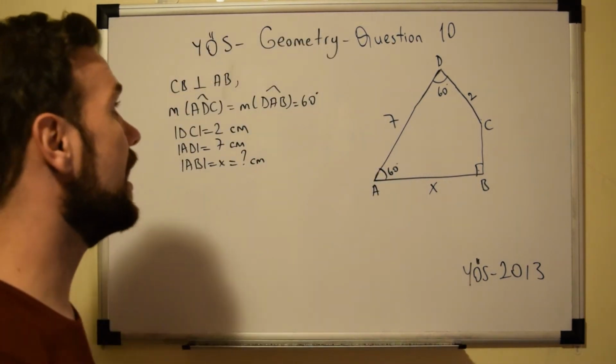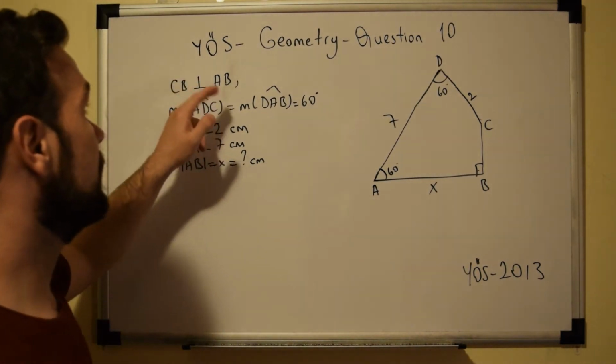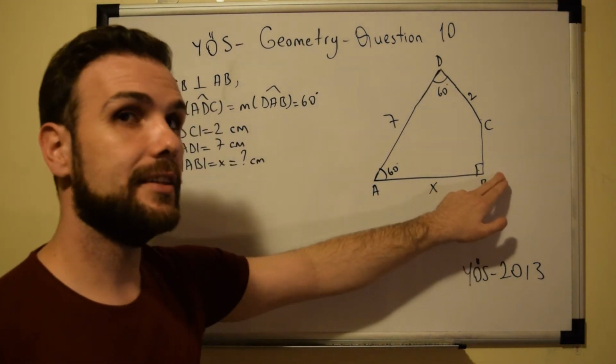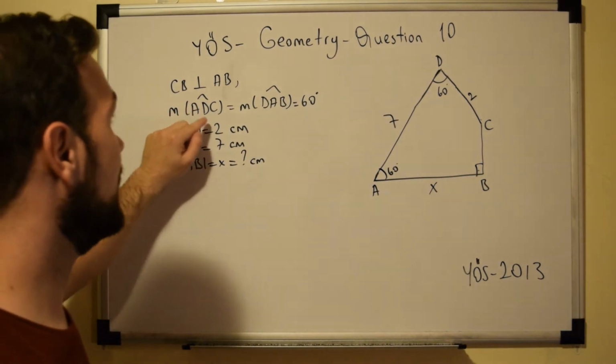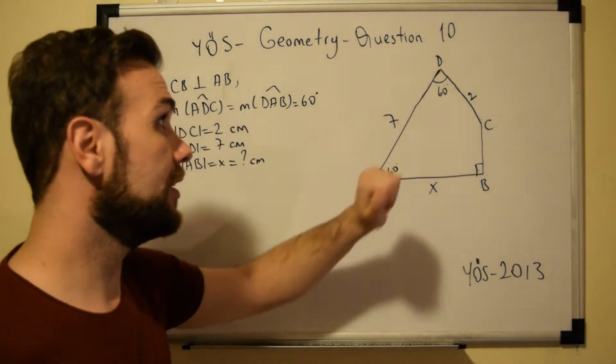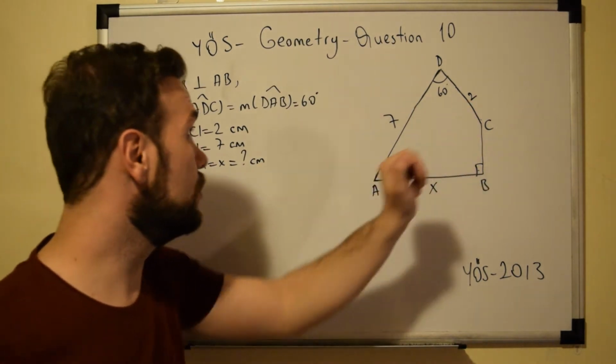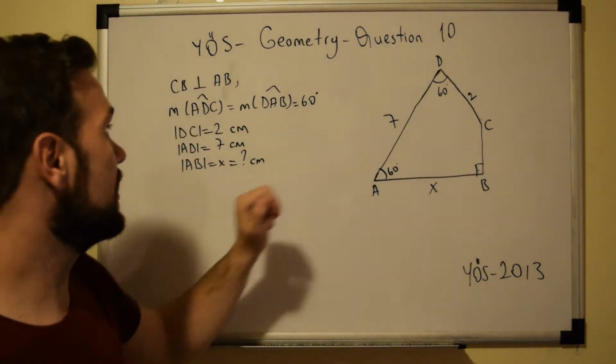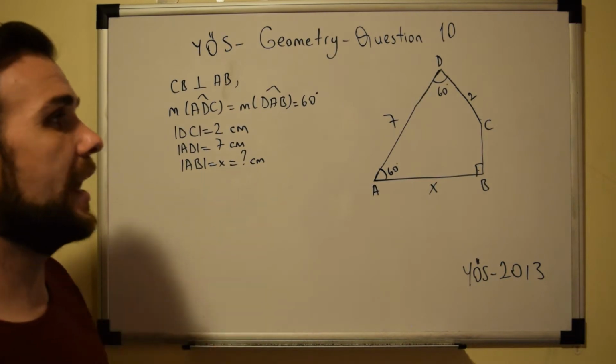In this question we have CB perpendicular to AB, creating a 90-degree angle. We have angle ADC equal to angle DAB, which is equal to 60. So here they are. And we have DC equal to 2, AD equal to 7, and AB equal to X.